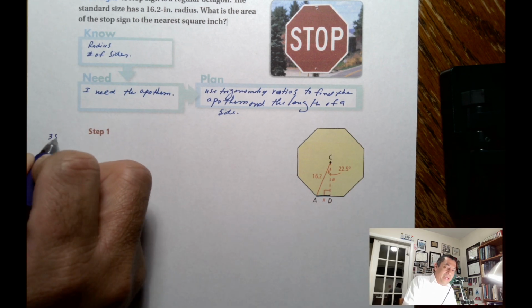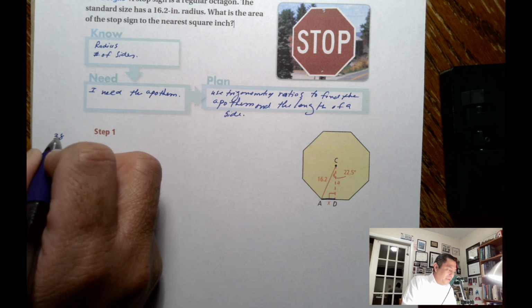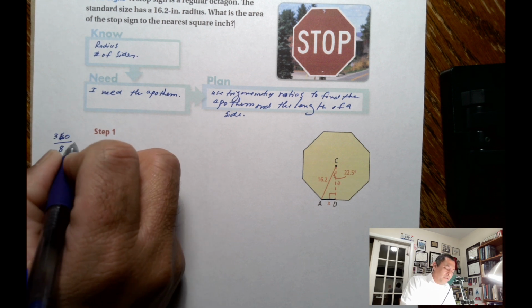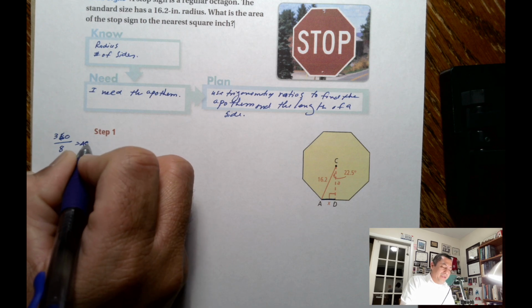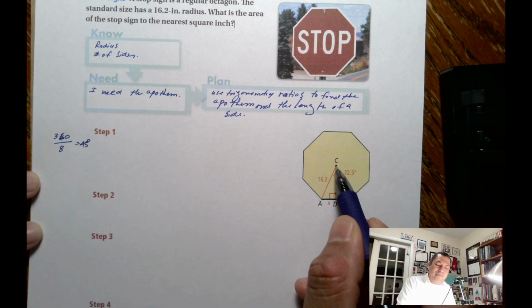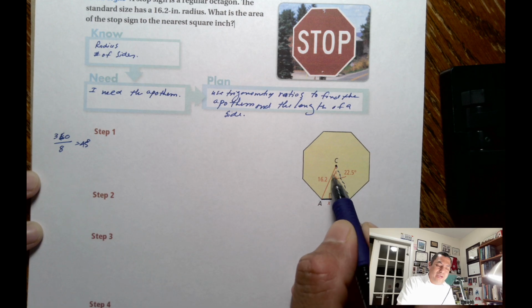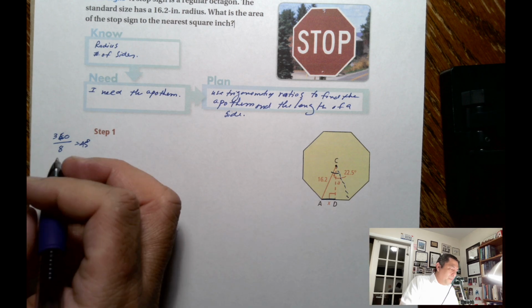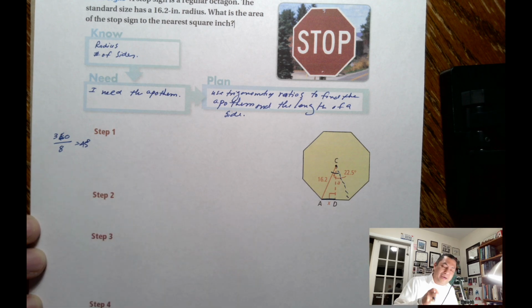I have 360 degrees. 360 degrees divided by 8 is equal to 45 degrees. And 45 divided by 2, because remember we can have another triangle here. So this one is 45, and then 45 divided by 2 is 22.5. So what I'm going to do is find the apothem, the formula of the apothem.